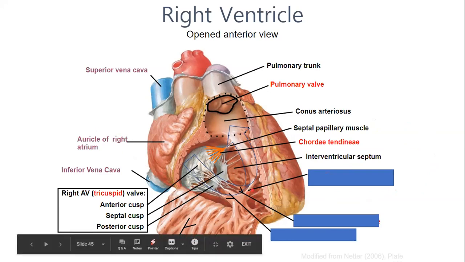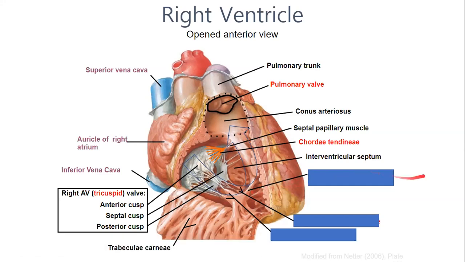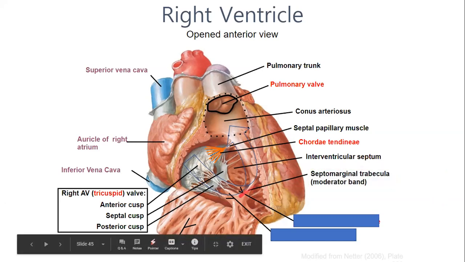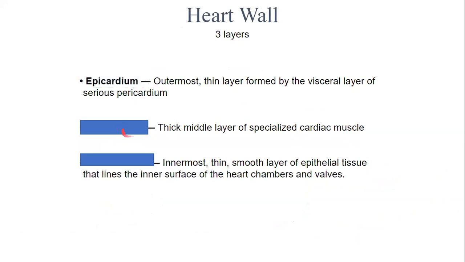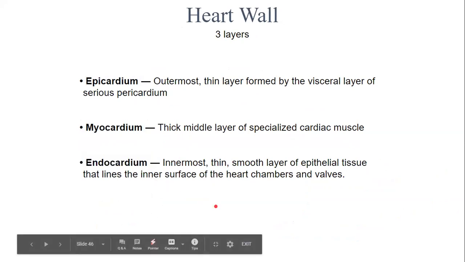What do we think this one's pointing to? Let's see. I was never going to get that one. Moderator band. There we go. These look like they're kind of similar muscles as before. Papillary? Probably more papillary, right? Posterior and anterior. All right, real quick, outermost layer. Epicardium. Middle. Innermost. Got it.